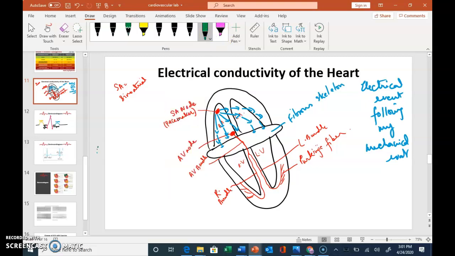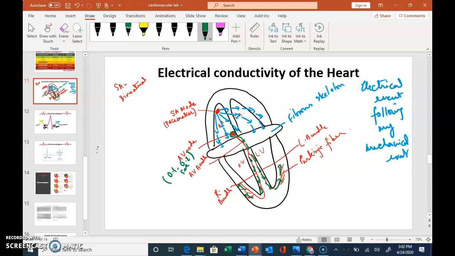However, the specialized cells of the AV node, this point, hold the signal for about 0.1 to 0.2 seconds. So the AV node holds the signal for 0.1 to 0.2 seconds and lets the signal pass through the AV bundle to the ventricle. So the signal now passes through the right bundle and left bundle, and then comes to the Purkinje fibers, and that is how both the ventricles get the signal, and this is followed by ventricular systole.